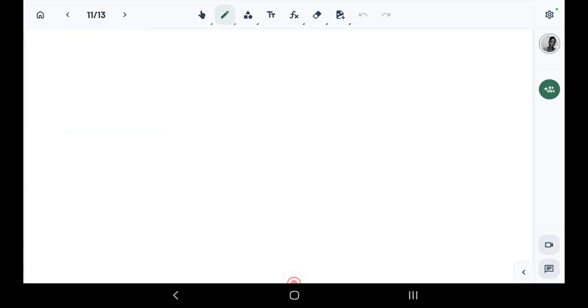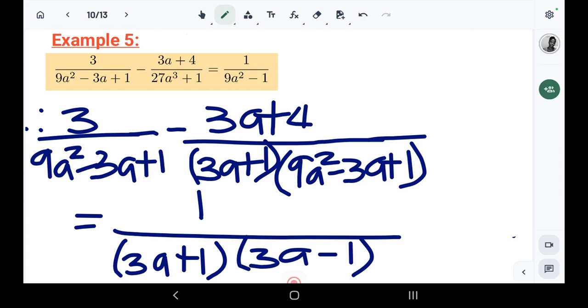Next, what you do now is you figure out your lowest common denominator. Remember, when you're dealing with common fractions, keep in mind that you will be dealing with the lowest common denominator. What is the lowest common denominator? You look at your denominators. You've got this, that is a factor. You've got 3a plus 1, that is a factor. You've got 3a minus 1. So you put a multiple of that.